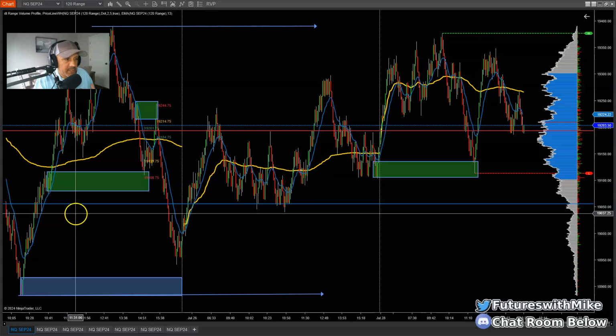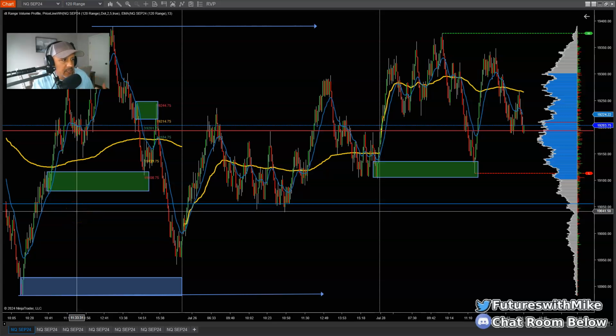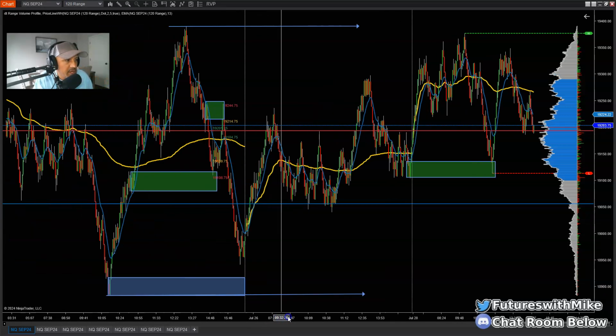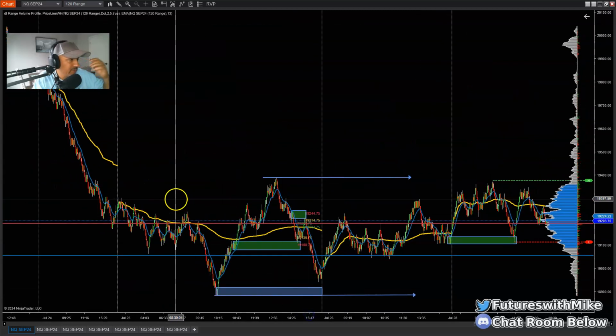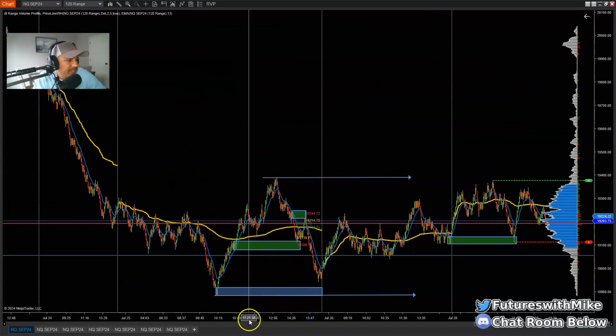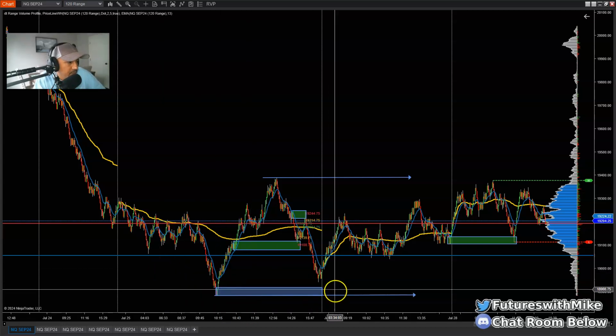What we'll start with now is just taking a look here at the structure of the market, okay? If you've been looking at the market, yes, we've been selling off to the downside. Again, it's all about following market structure, just the flow of the market.